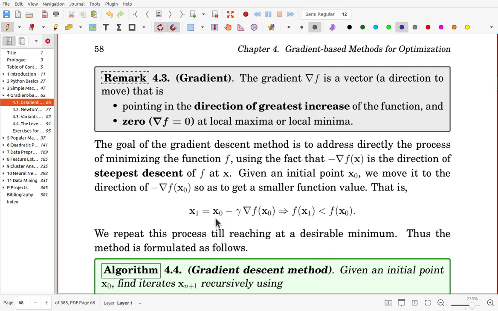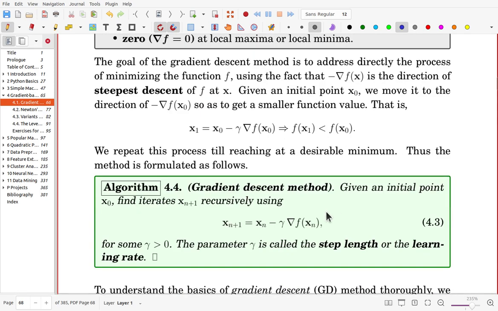For instance, for an initial point x0, we measure the gradient at the point, and its negative is scaled by gamma and added to get a new point. Here the goal is that at the new point, the function value is smaller than the value at the earlier one, unless it is a local minimum.